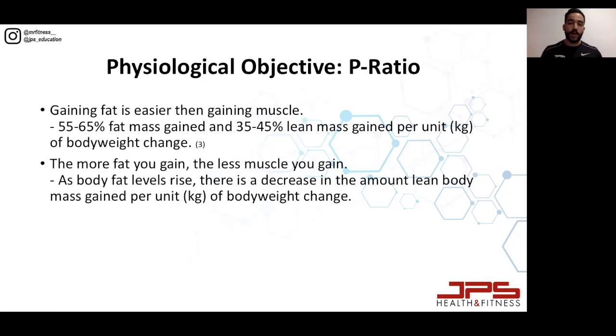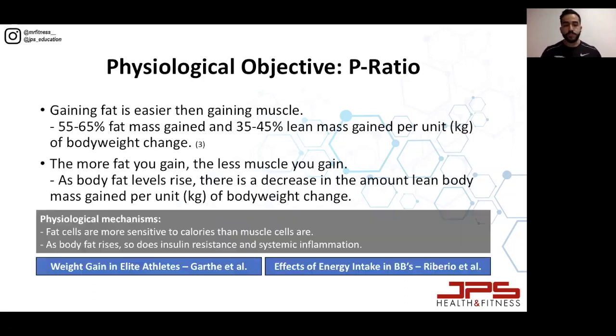Okay, we need to also know that the more fat you gain, the less muscle you gain. So your P ratio is very much determined by how much body fat you are starting off with. As body fat levels rise, there seems to be a decrease in the amount of lean body mass gained per unit of body weight change. Now, the physiological mechanisms as to why this may be the case are that fat cells are more sensitive to calories than muscle cells are. And as body fat rises, so does insulin resistance and systemic inflammation. Okay, both of those factors can compromise your ability to grow muscle.